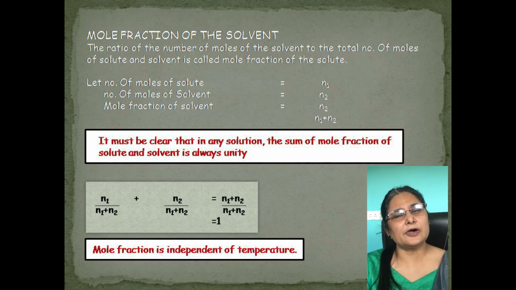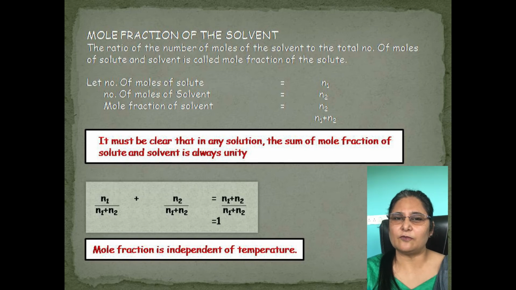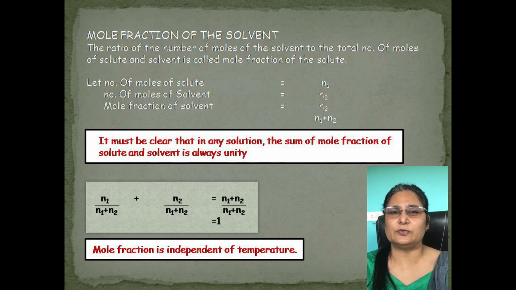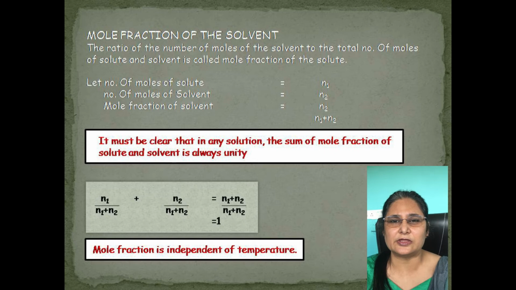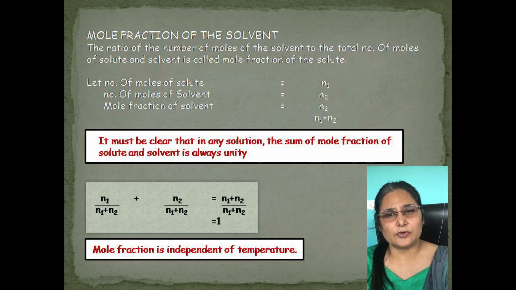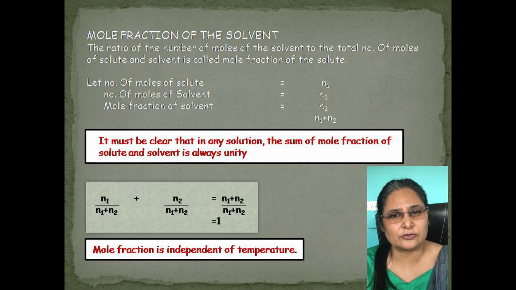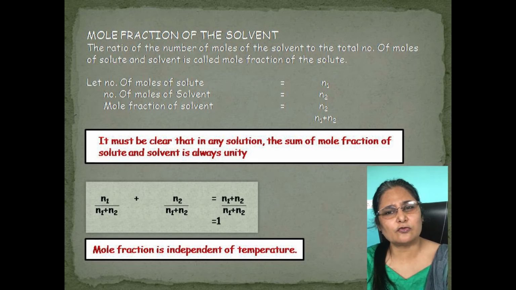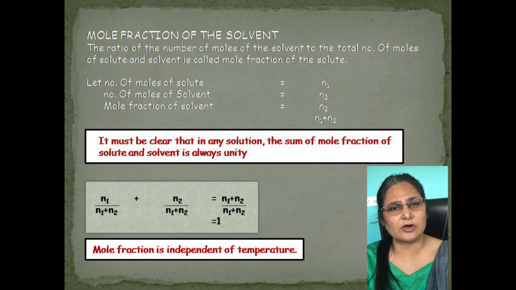Children, it must be clear that the sum of the mole fraction of solute plus solvent is always equal to unity, 1. Suppose you know the mole fraction of solute. You can determine the mole fraction of solvent by subtracting it from 1. Suppose the mole fraction of solute is 0.2. So what will be the mole fraction of solvent? 1 minus 0.2 is equal to the mole fraction of solvent.